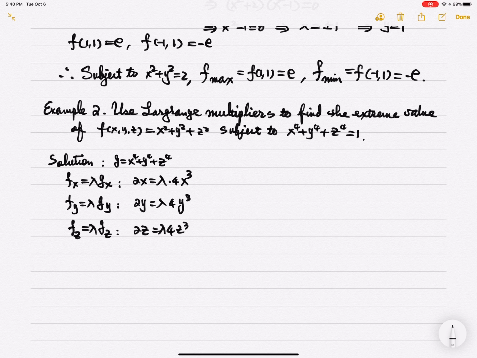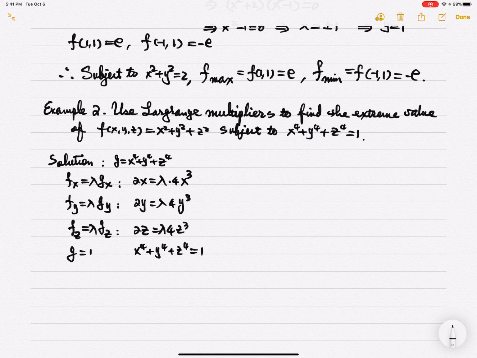And now g equal to 1, so we have x to the fourth plus y to the fourth plus z to the fourth equal to 1. We have 4 variables, x, y, z, and lambda, and 4 equations. But the difficulty is that those are nonlinear equations, so we cannot use the method we use for linear equations, like the Gauss-Jordan method, where we can always find a solution or show the solution does not exist. This nonlinear system sometimes causes some difficulty, so when we solve it, we need to be careful.